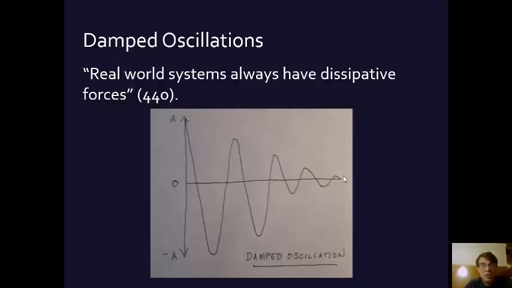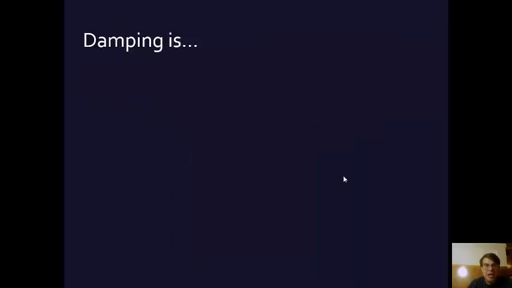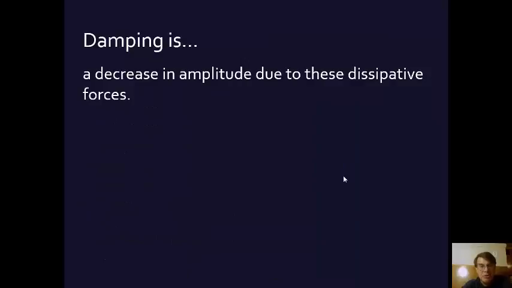A shock absorber is a good example of intentional damping. What the shock absorber does is make sure that you don't feel like you're going like this when you're riding in the car. Rather, the shock absorber absorbs the vibrations from hitting a pothole or those sorts of things. So we're talking about damping an oscillation. Damping is a decrease in the amplitude of an oscillation due to dissipative forces.